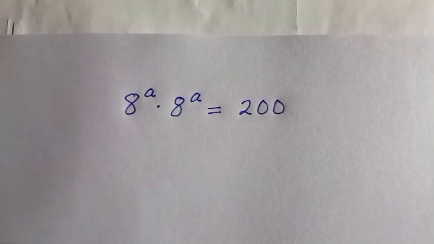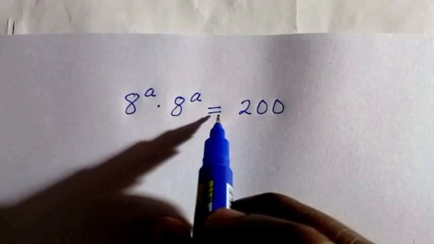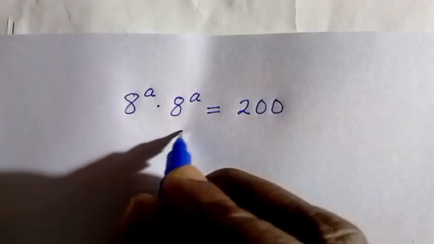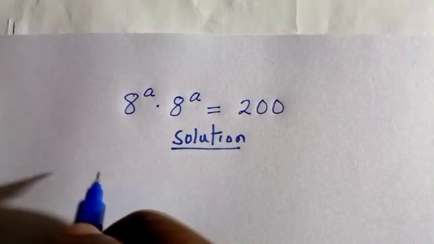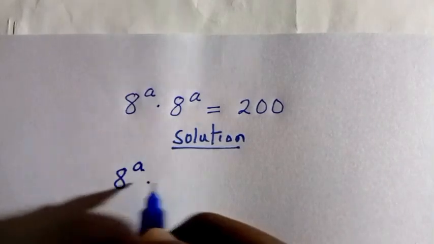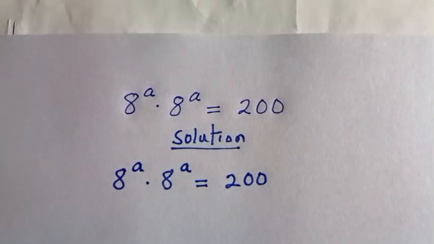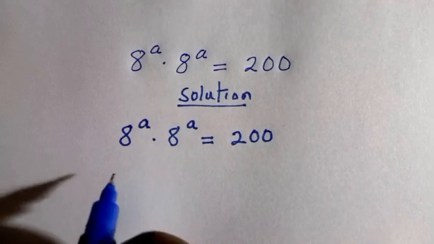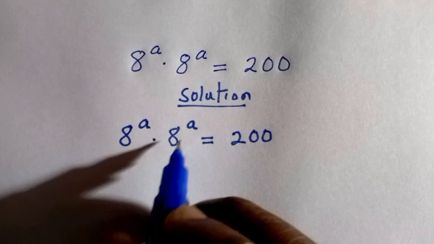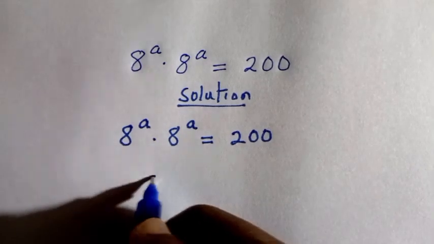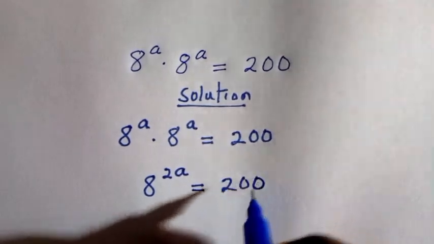How to solve this nice exponential equation: 8 to the power a multiplied by 8 to the power a equals 200. So let's see the solution from here. We are given 8 to the power a multiplied by 8 to the power a equals 200. From the rule of indices, we have a to the power a multiplied by a to the power a, and this becomes 8 to the power of 2a equals 200.